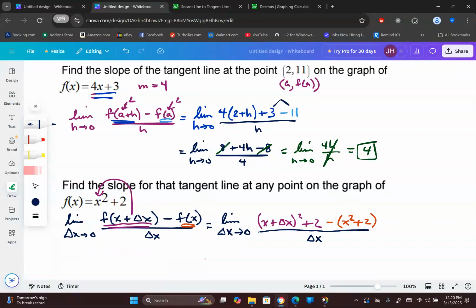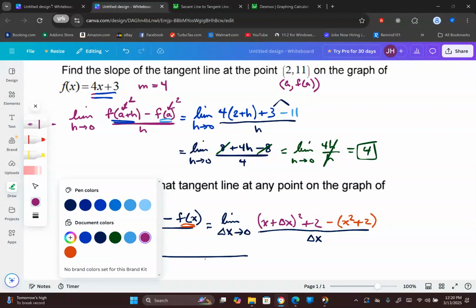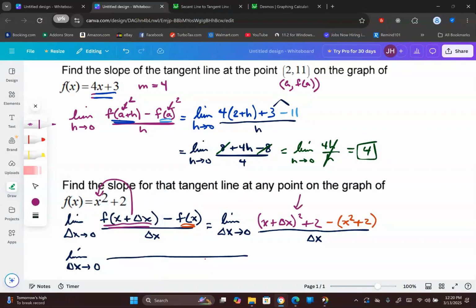Now, I've got some work to do here. So to make sure I give myself plenty of room, I'm going to try and stick to my same colors. The maroon, the purple here, if you expand, you would get x squared plus 2x delta x plus delta x squared, and then, of course, there's the plus 2. That rust color, if you distribute, you're going to get minus x squared minus 2. And then, of course, on the bottom, I still have delta x.